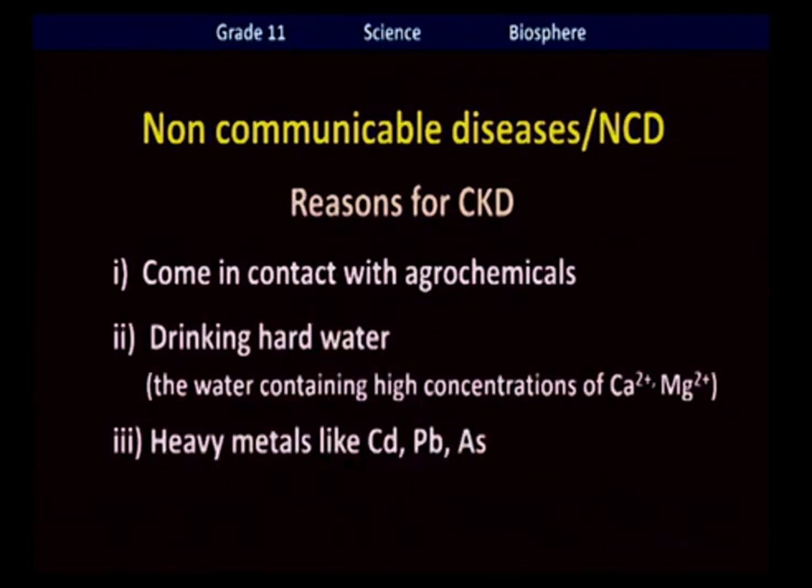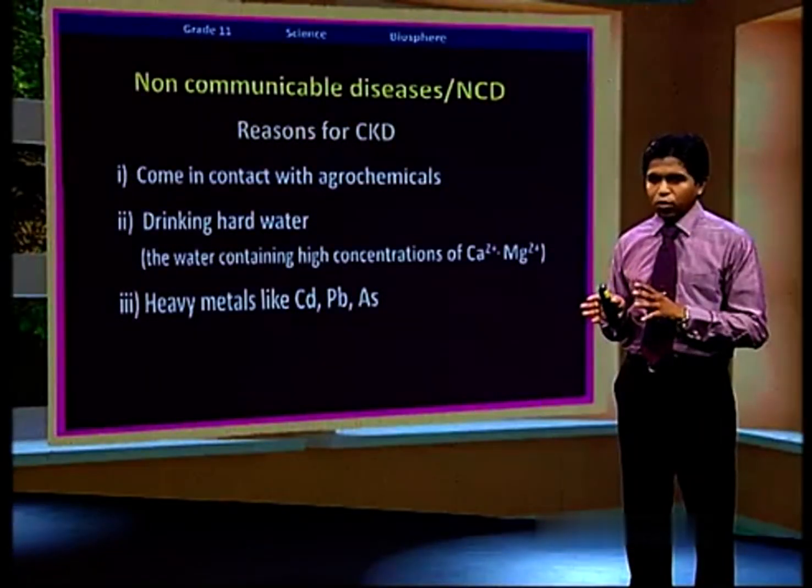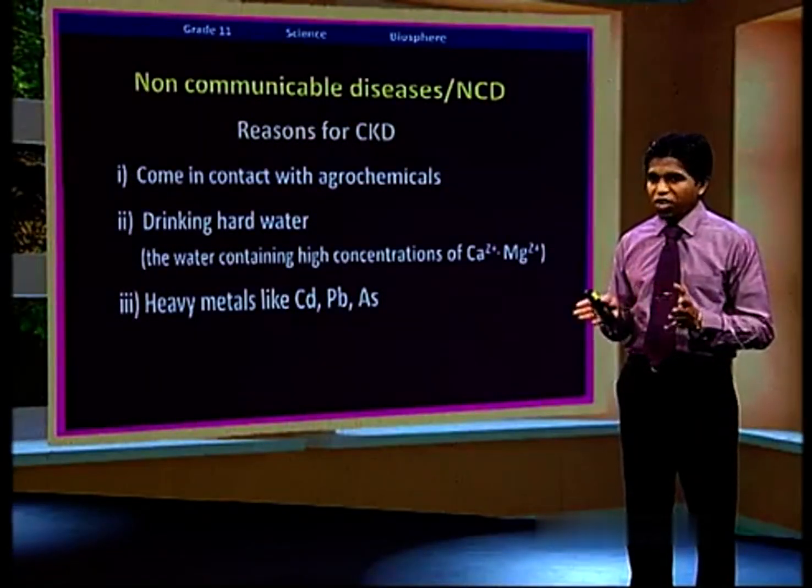What are the reasons for CKD? What are the main reasons for chronic kidney disease? Number 1, coming in contact with agrochemicals. Who mostly comes in contact with these agrochemicals? Mostly the farmers, those who are involved in farming and cultivation.